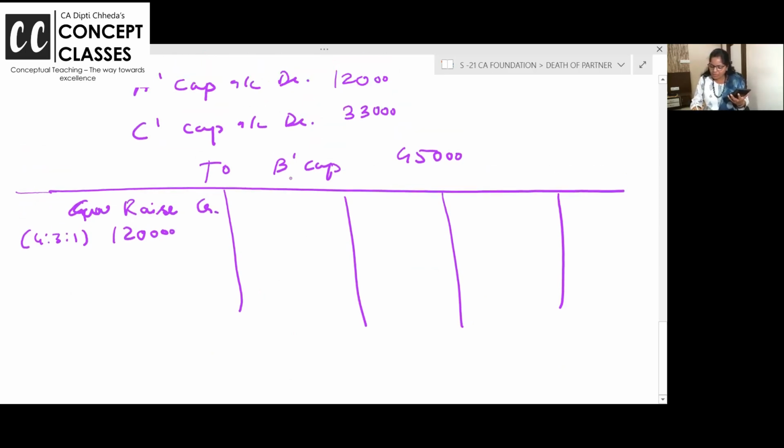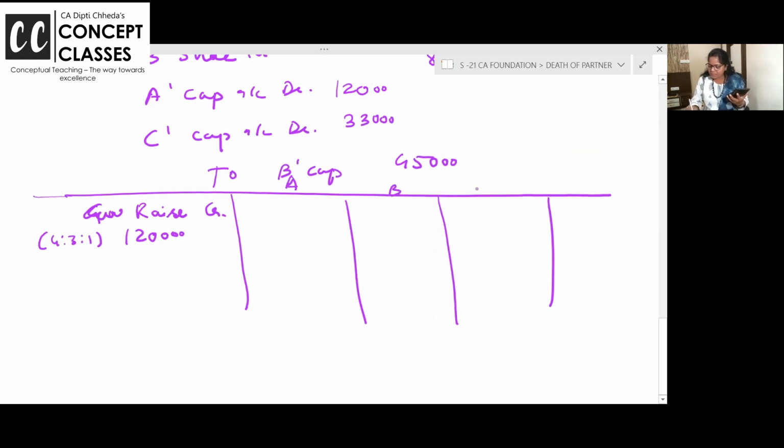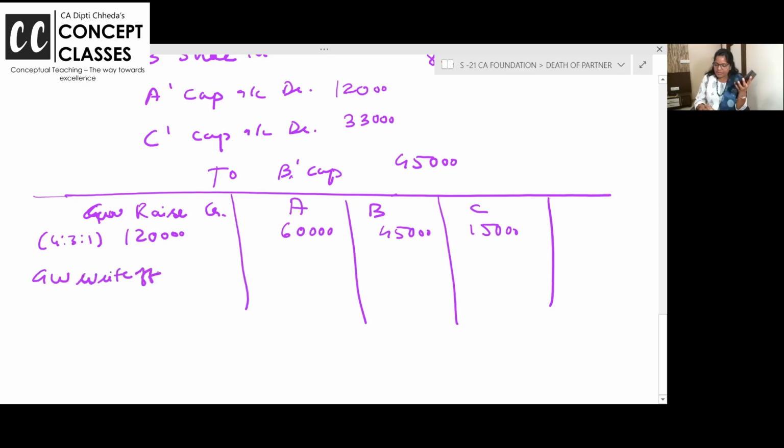Make the table, all of you. 1,20,000 into 4/8. 120 into 3/8. 120 divided by 8, 15,000. Now write off the goodwill in new ratio. Goodwill, write off in the new ratio.